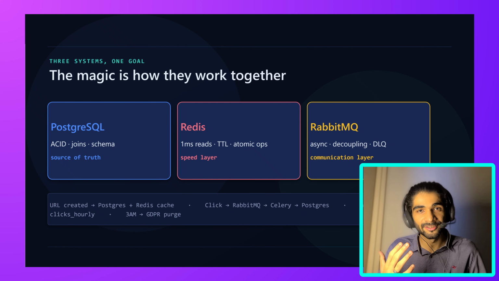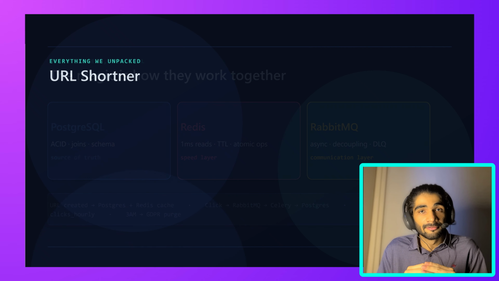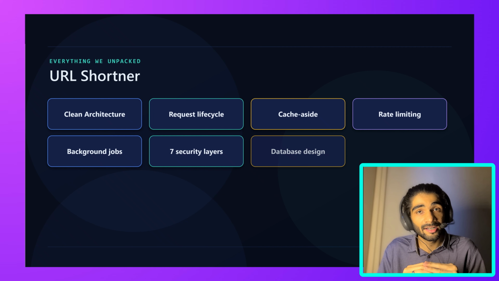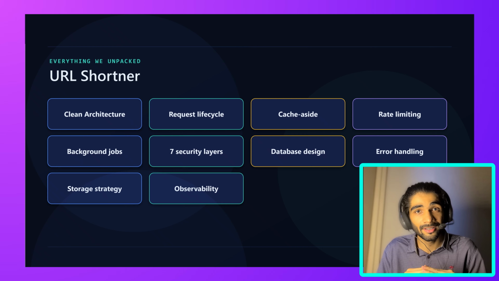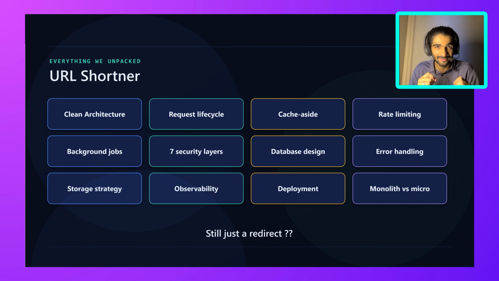So that's pretty much it. A massive code base and a whole lot of architectural decisions that I unpacked for you. Here's what we have covered: clean architecture, request lifecycle, cache-aside, rate limiting, background jobs, security layers, database design, error handling, storage strategy, observability, deployment, and a philosophical debate of monolith versus microservices in this case.